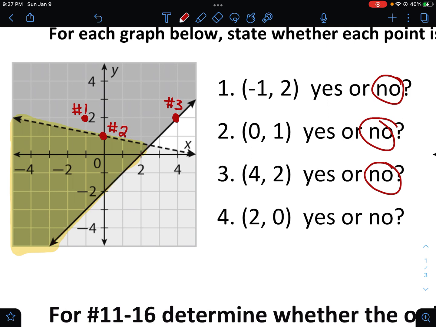Okay, number 4, 2, 0. I'm going to go over 2 and then stay there. That's number 4. This one does fall in that common shaded area and it is below that dotted line. So yes, this is a solution.